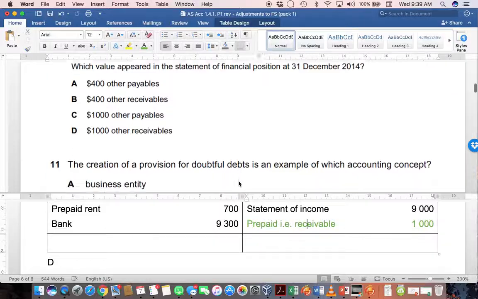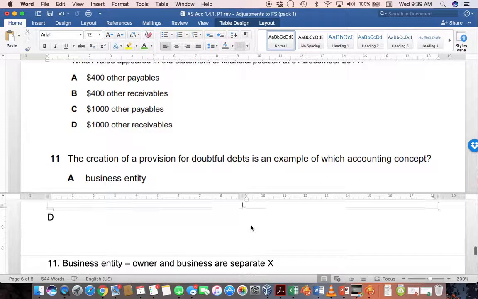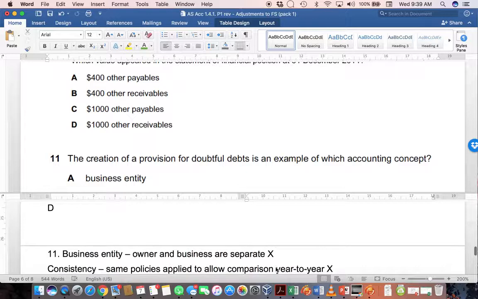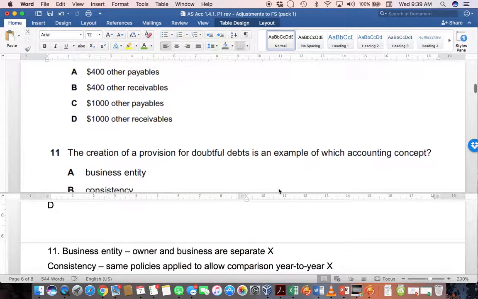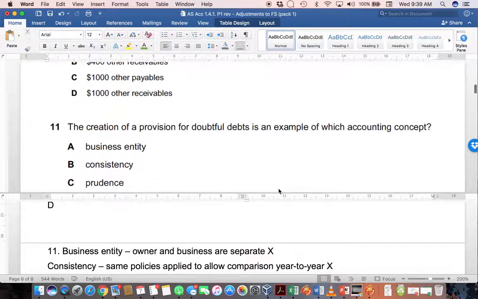Let's go and have a look for it. Business entity, what is that? That means the owner and the business are recorded separately. So this is where you would have drawings, etc., being shown separately to the business expenses. So that does not apply. We won't want that one. Consistency means that the same policies are applied year on year to allow comparison. That also does not support this point.